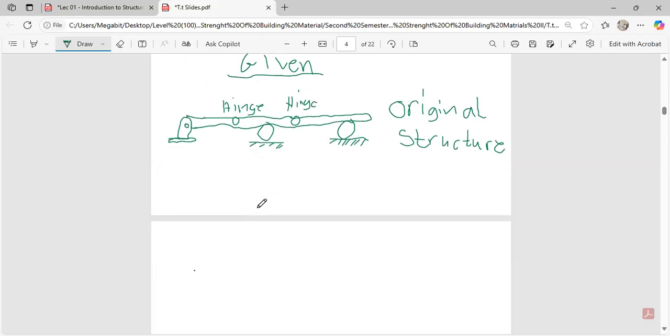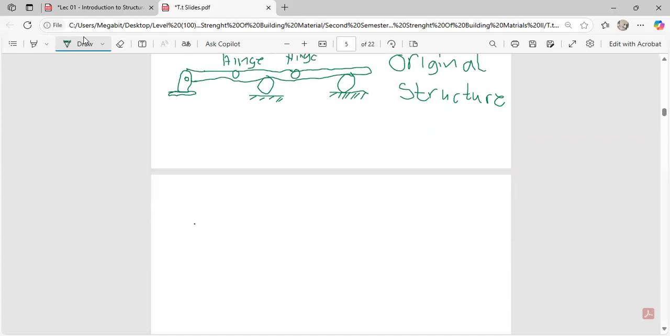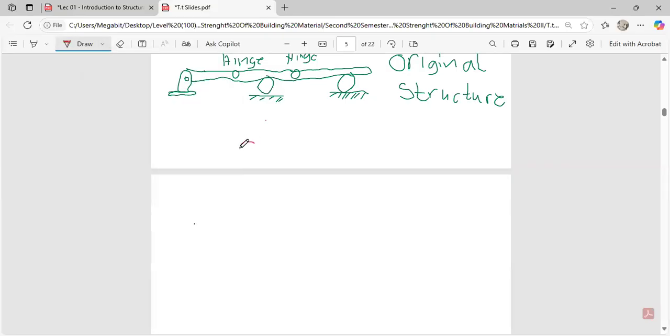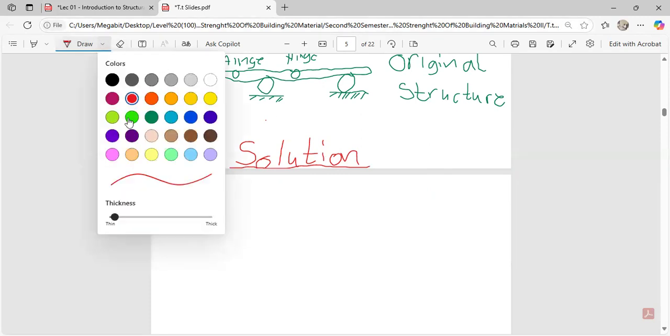Good. So now we are going to our solution. In the solution, this is how we are going to go about the problem. So this is our solution. So in our solution, can someone tell me the first thing we are going to do?